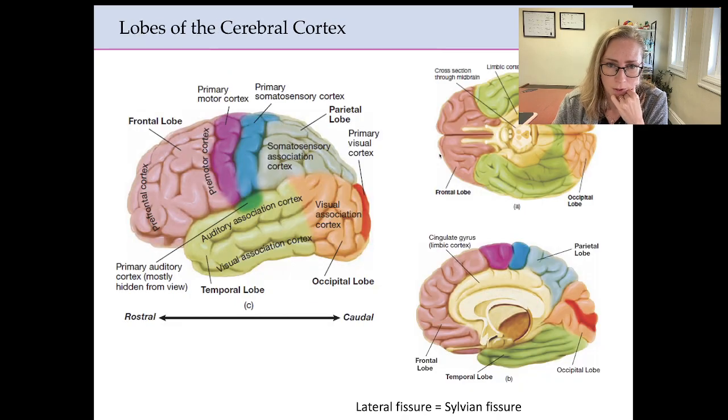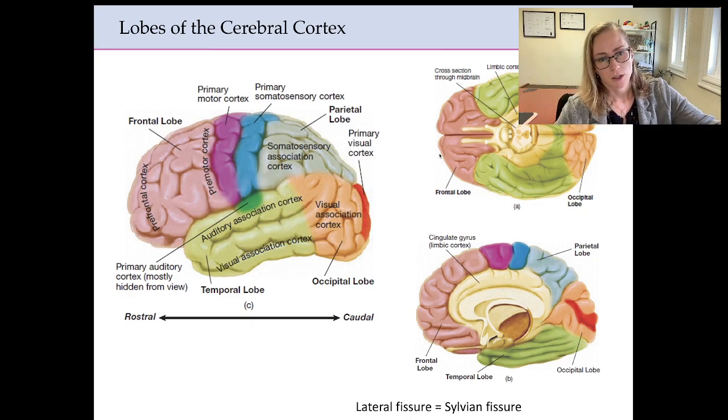Okay. Nothing new information here, just showing you different views of the lobes and the cortices.